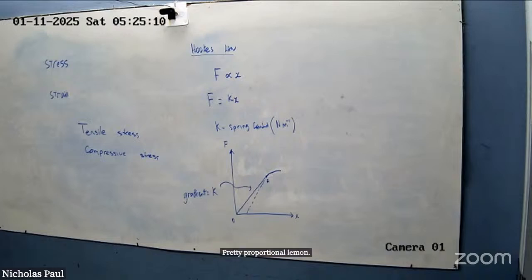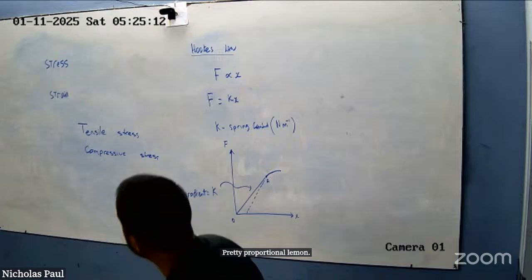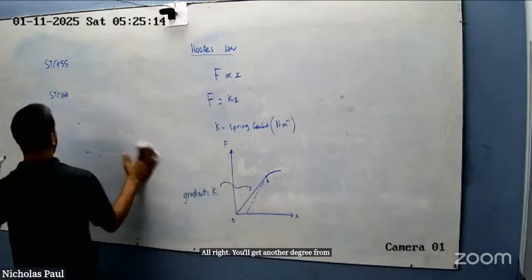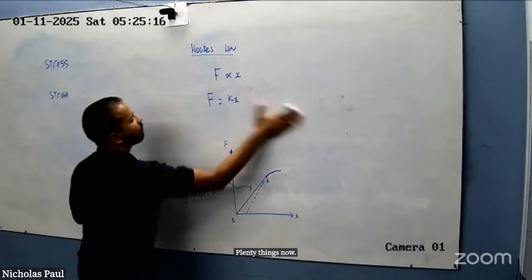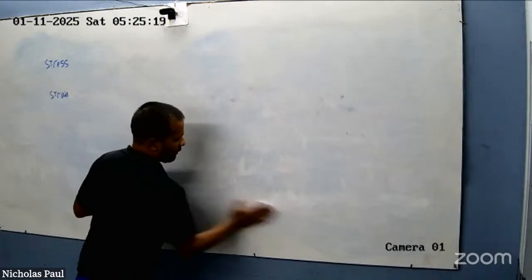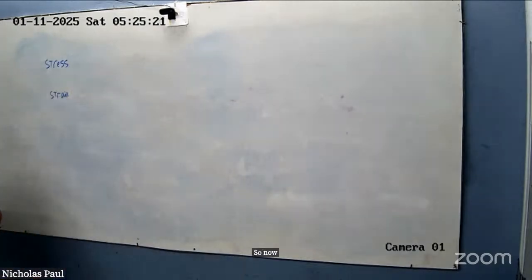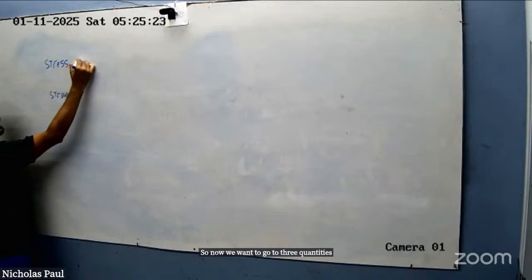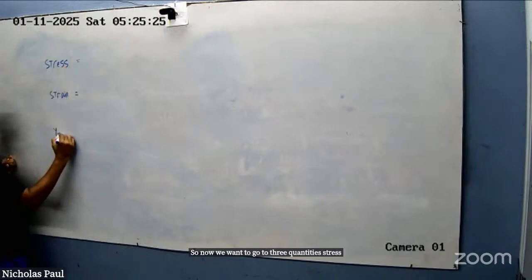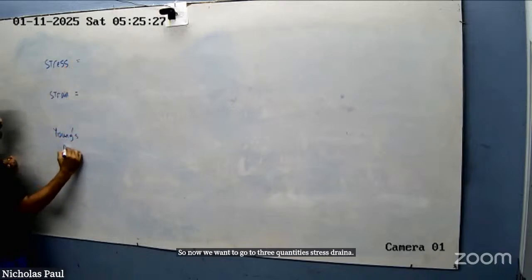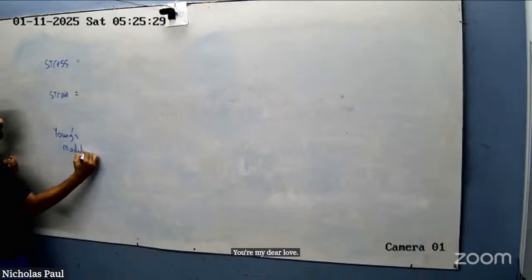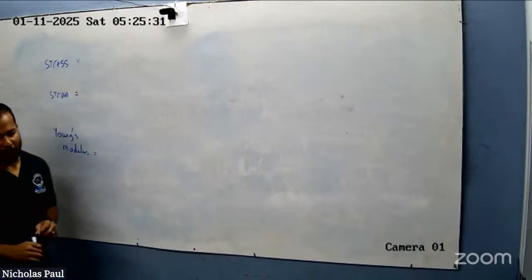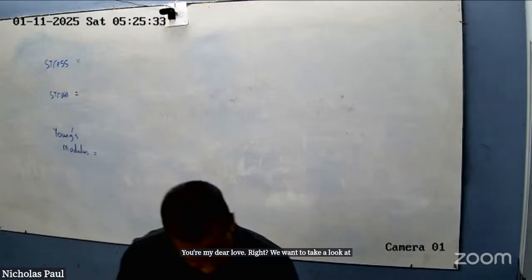All right, you'll get a little break from writing now. So now we want to go to three new quantities: stress, strain, and Young's modulus. We want to take a look at each one of them here.